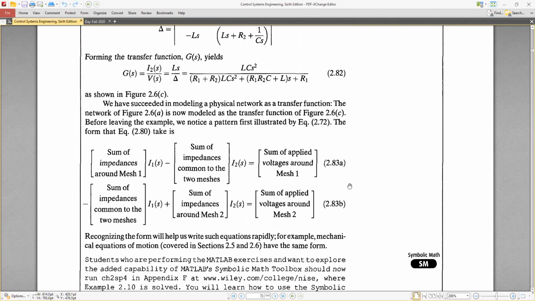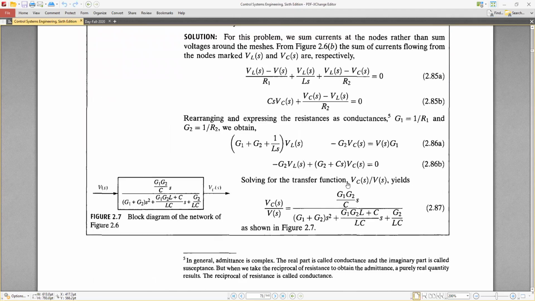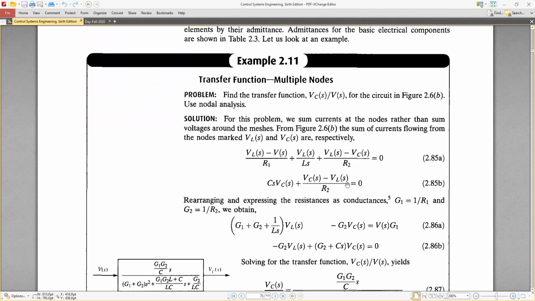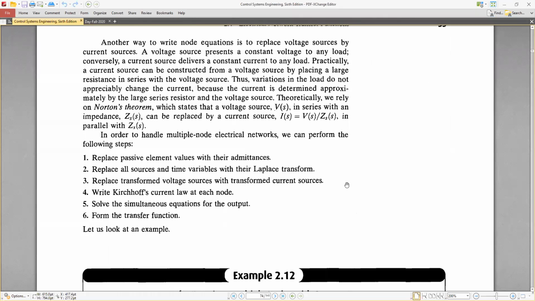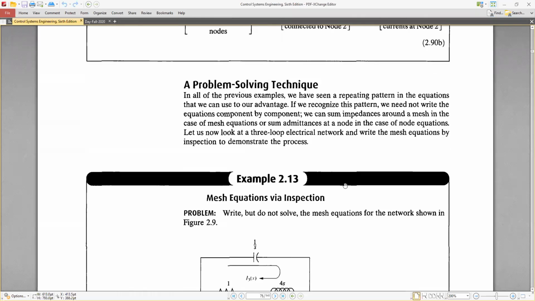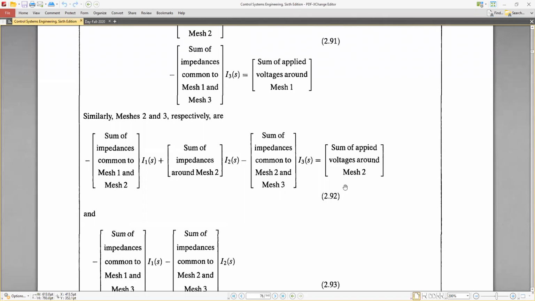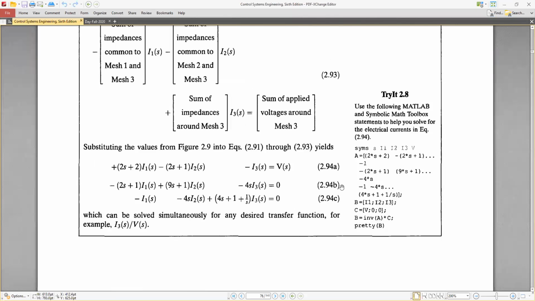Just check this one, and the multiple node method. I have not shown you the multiple node method. I'll show it later, in the next class, but I tried to complete the mesh today. Okay, let me close the recording.